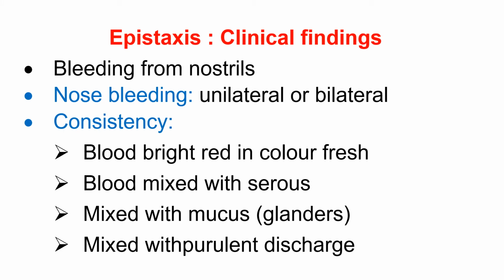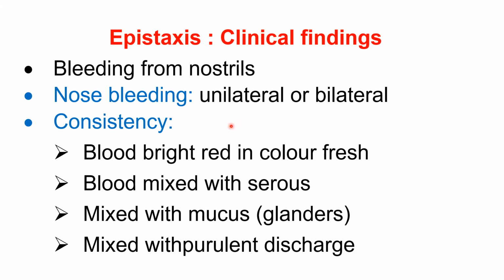Friends, we discuss epistaxis. In that we discuss clinical findings. An important sign to diagnose epistaxis is bleeding from the nostrils. The clinician can observe this. Even the owner or attendant can see this bleeding from the nose. The nose bleeding may be unilateral, coming from one nostril, or bilateral, coming from both the nostrils.